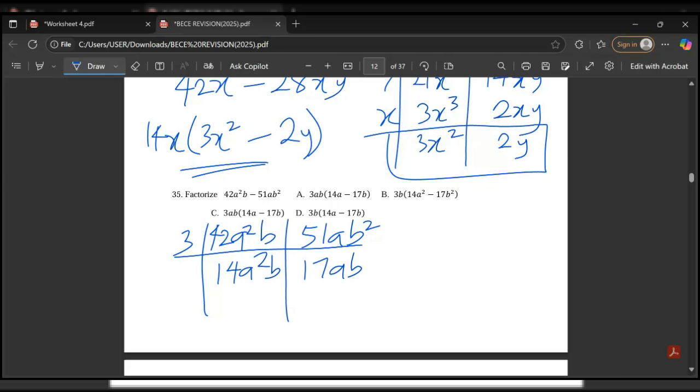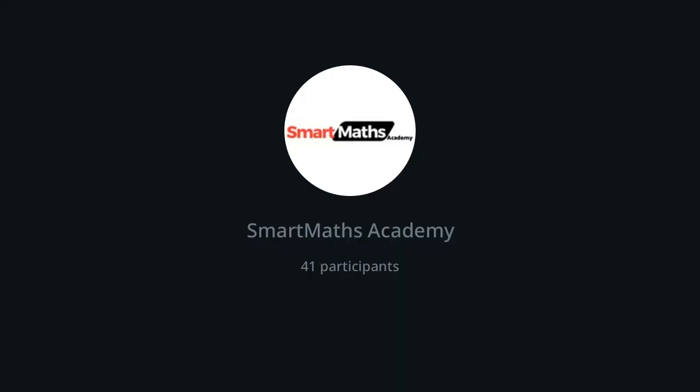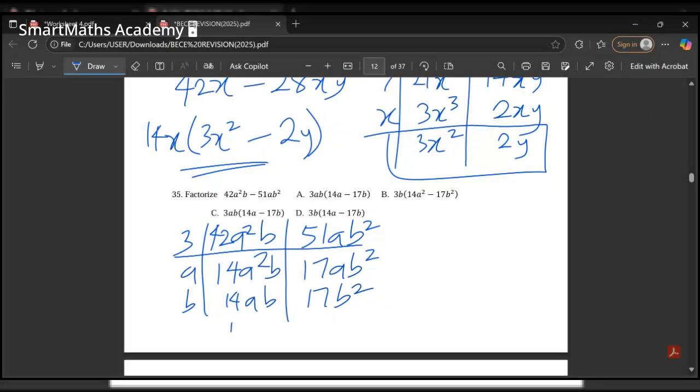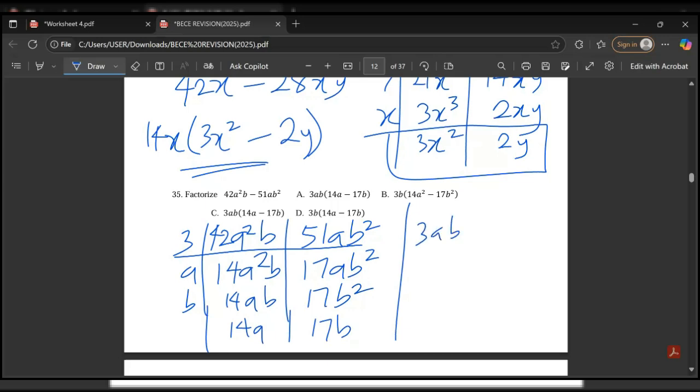ab squared. So a can go again. So that will be 14ab. That is 17b squared. b can go. That is 14a. Then 17b. Nothing can go again. So the answer will then be 3ab into bracket 14a, then minus, is it minus? Yeah, minus 17b. So that is the answer, and that's option A as well.